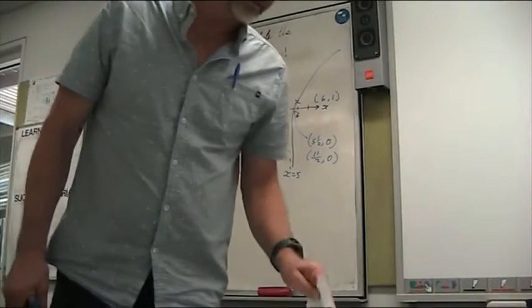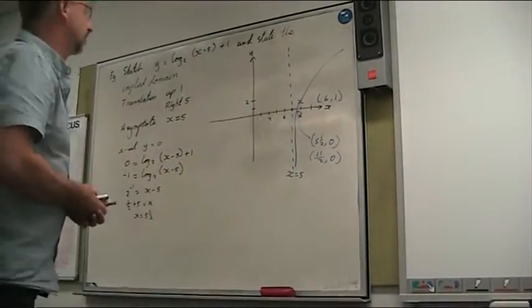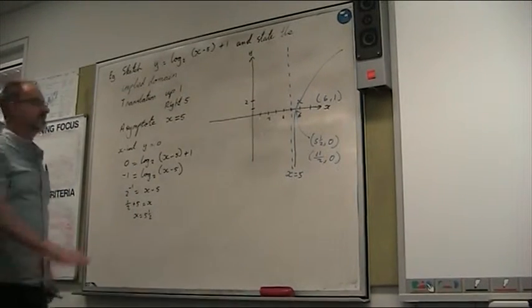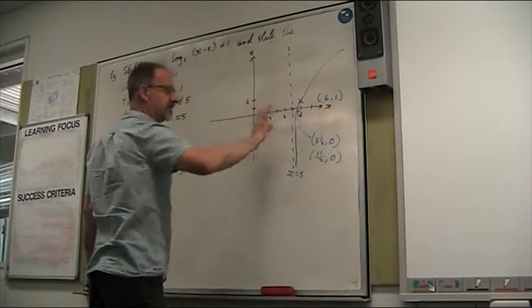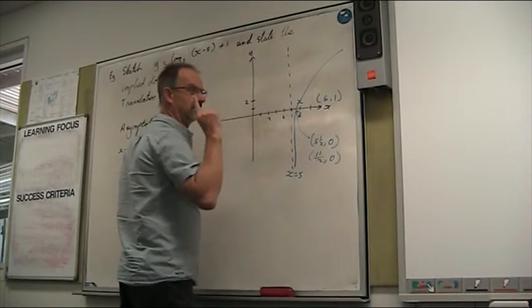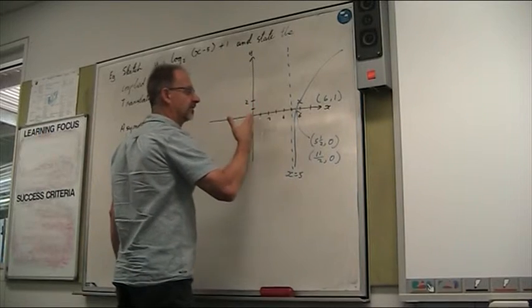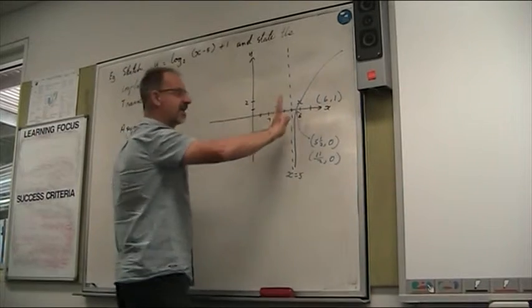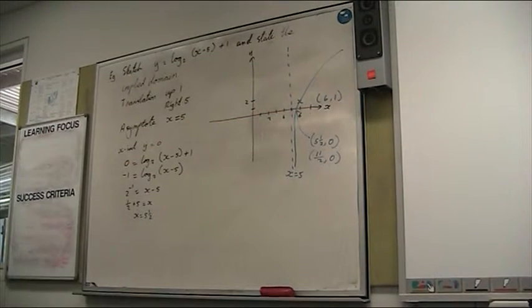Now, the implied domain. State the implied domain. So implied domain just means what's the domain of this thing? All real numbers? Not all real numbers. Can't have stuff down to 5 here. 5 is not included, all real positive numbers.